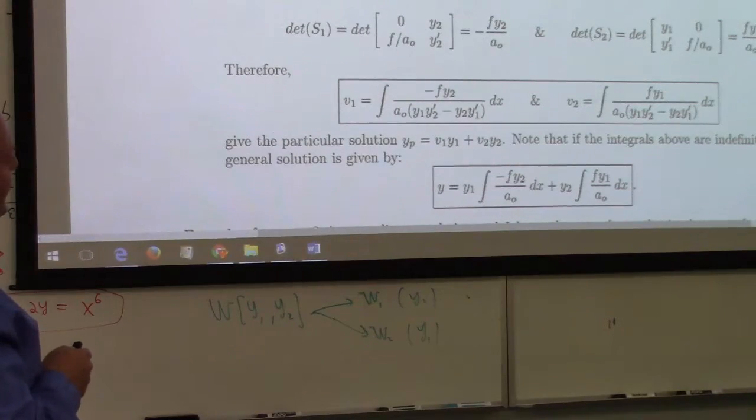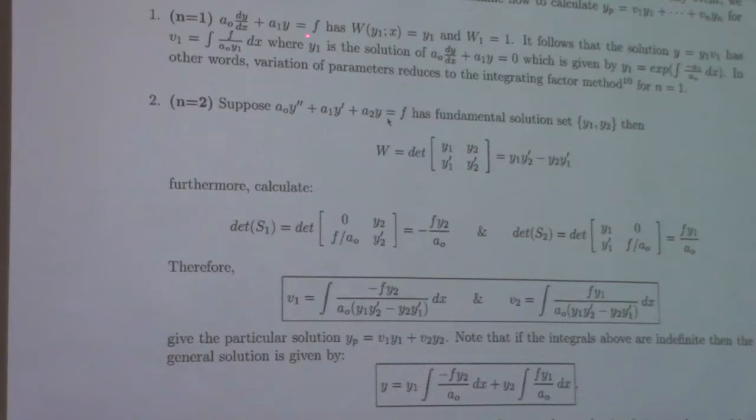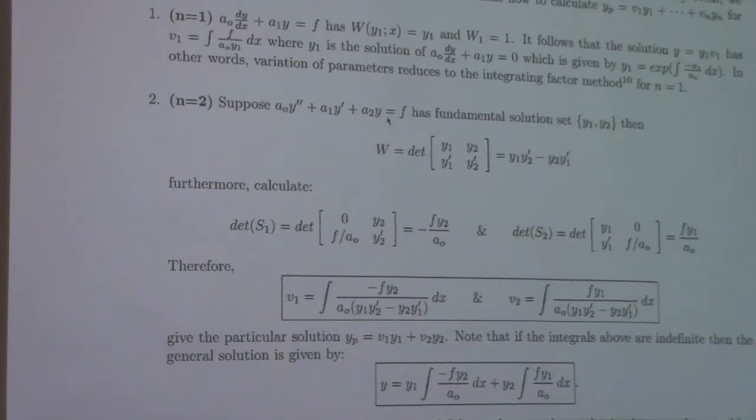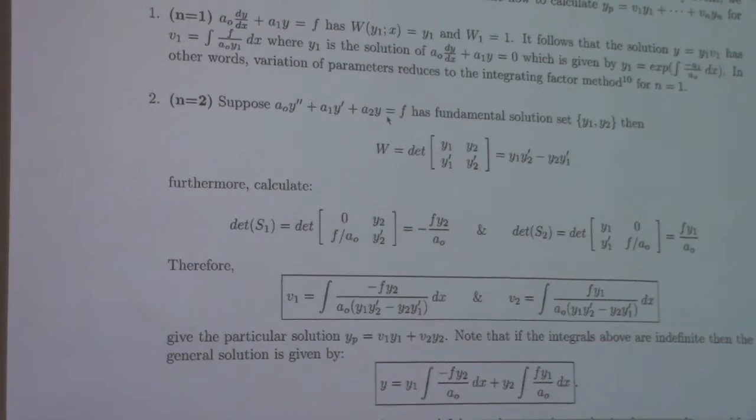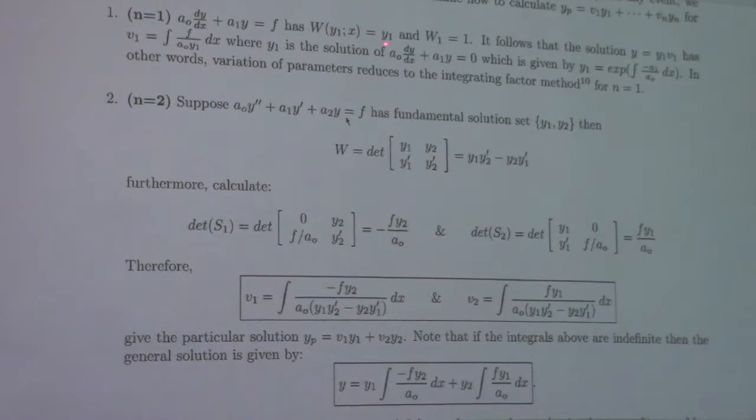Go back to the n equals 1 case, right? You have a naught dy dx plus a1y equals f. This we solved with the integrating factor method, remember? But you can also solve it by variation of parameters, because the Wronskian here is just y1. If you have a single function, the determinant of a 1 by 1 matrix is just the number. And so the sub-Wronskian is just 1.